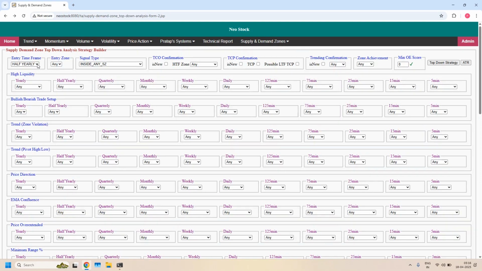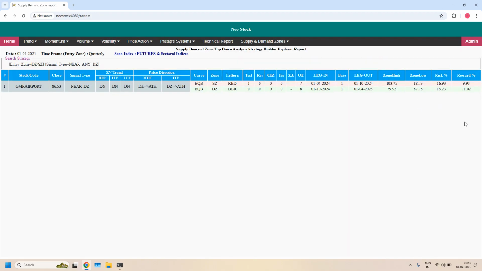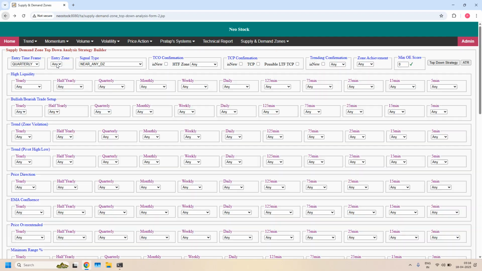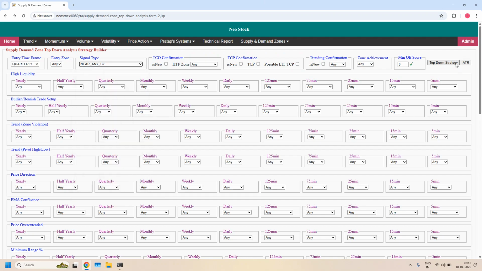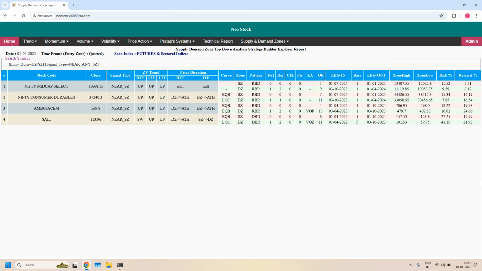Next time frame is quarterly. Stocks near quarterly demand zone. 1 stock is filtered. Next, stocks near the quarterly supply zone. We got 4 stocks.